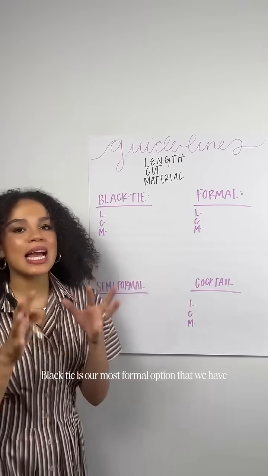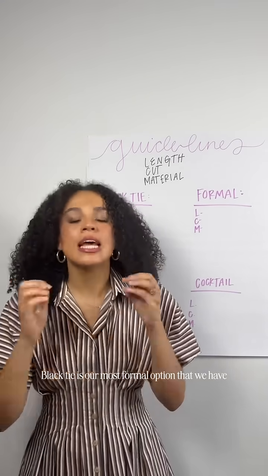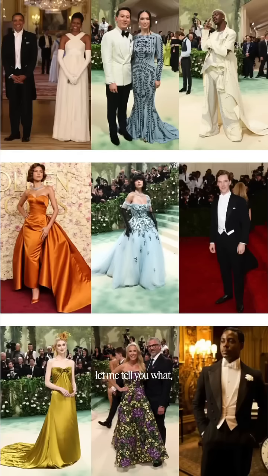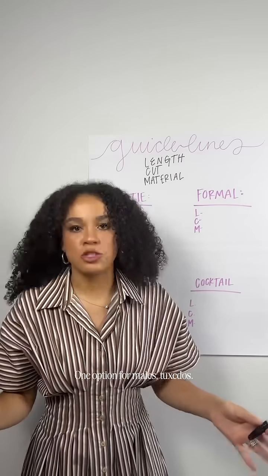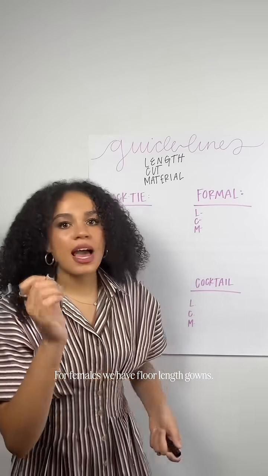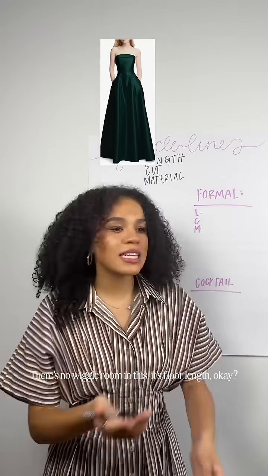We're gonna start with black tie. Black tie is our most formal option that we have for weddings. It's only upstaged by white tie. Let me tell you what, you're probably not going to a white tie event. This is, sorry guys, one option for males, tuxedos. For females, we have floor length gowns. There's no wiggle room in this, it is floor length, okay?